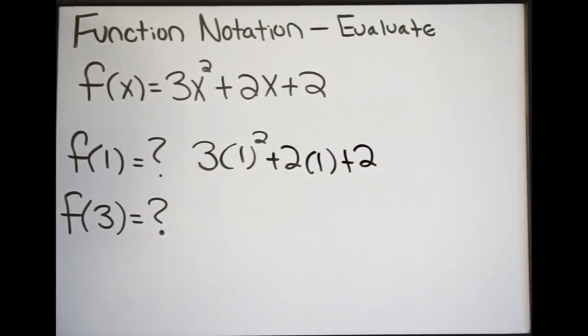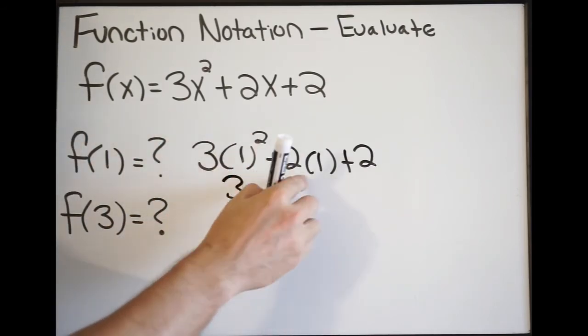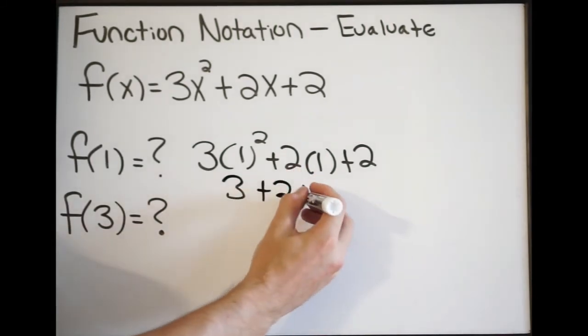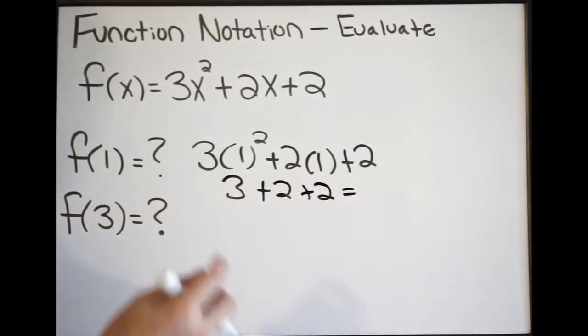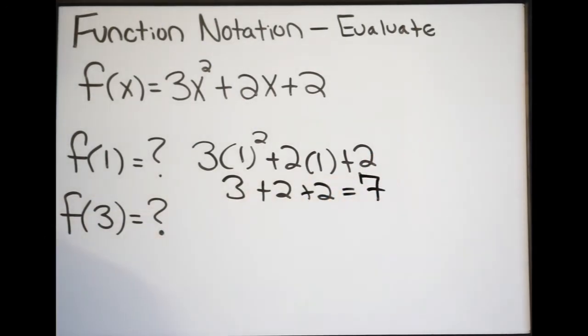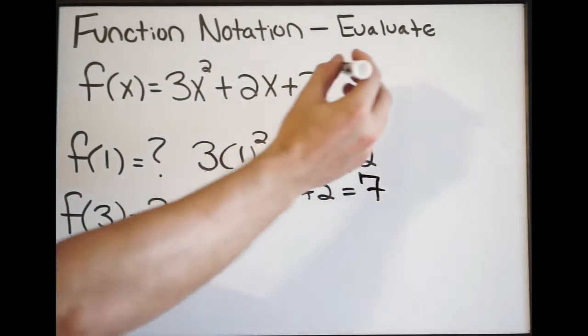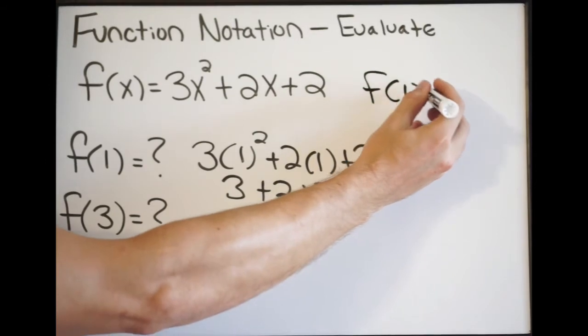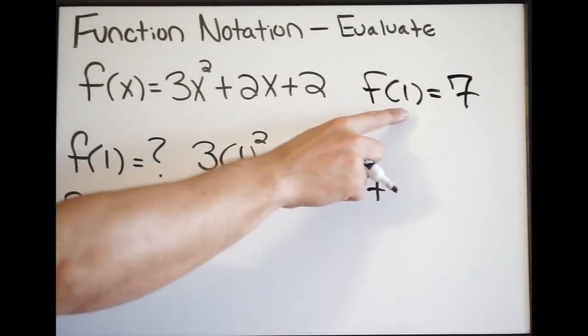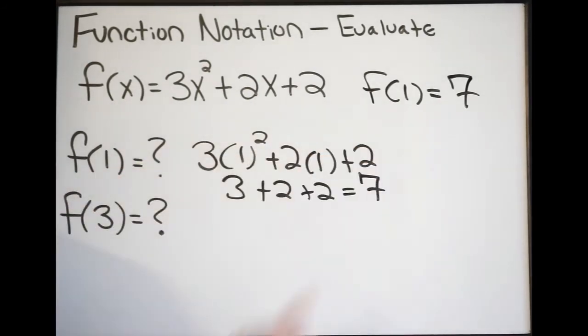Okay, and just doing this out, we know that 1 squared is just 1, times 3 is 3. This will give us 2, right? 2 times 1 is 2, then plus 2. So doing this out, 3 plus 2 is 5, plus 2 is 7. Okay, so f of 1 equals 7. So my input is 1, and then my output is going to be 7, right? So f of 1 equals 7.